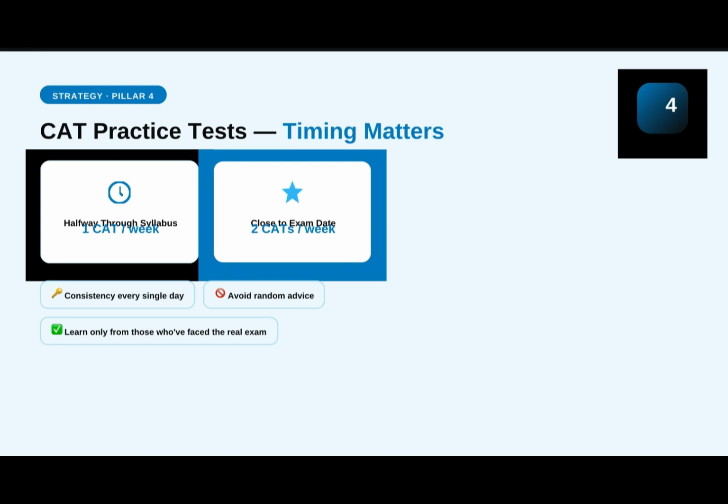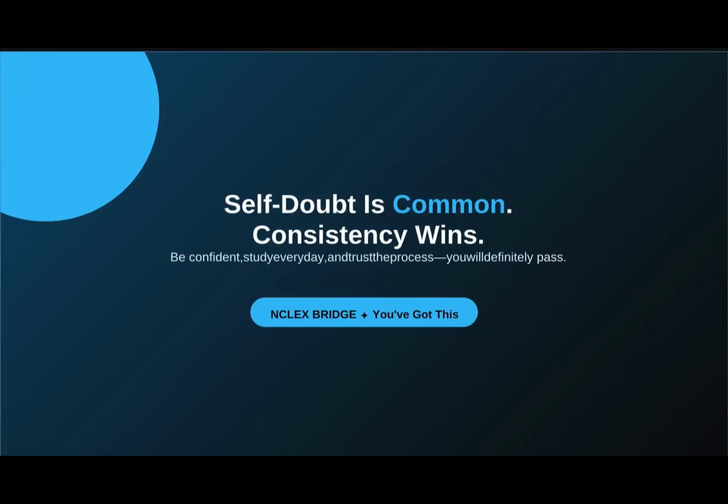Lastly, self doubt is extremely common during preparation. That is very natural. For this, you just need to stay confident and study every day. So as you build your confidence, you will definitely pass, I know. So if you follow this strategy by heart, you will definitely pass.